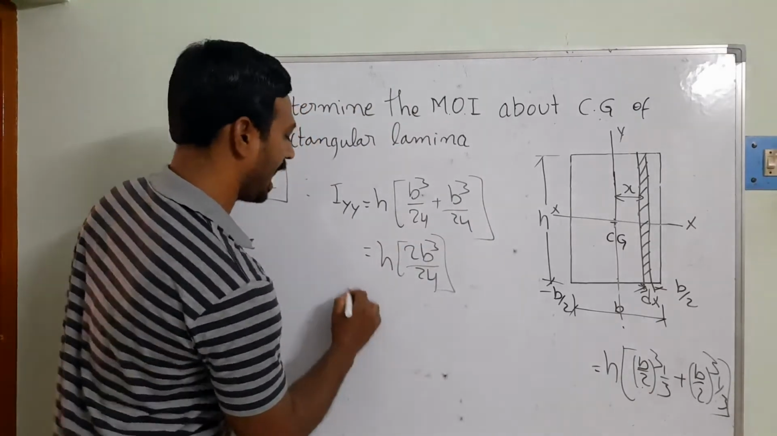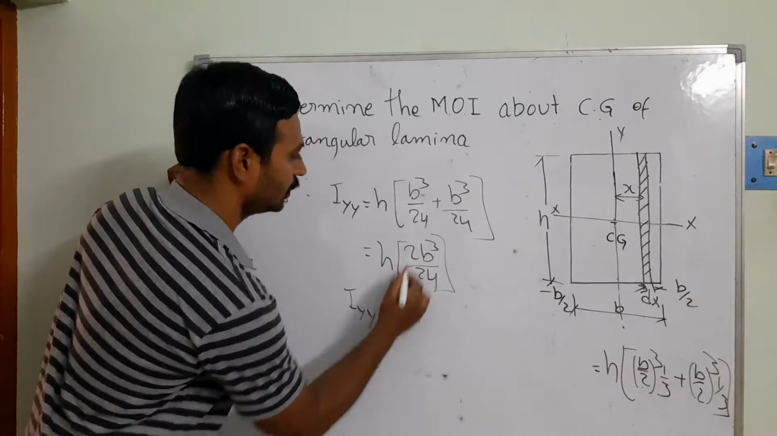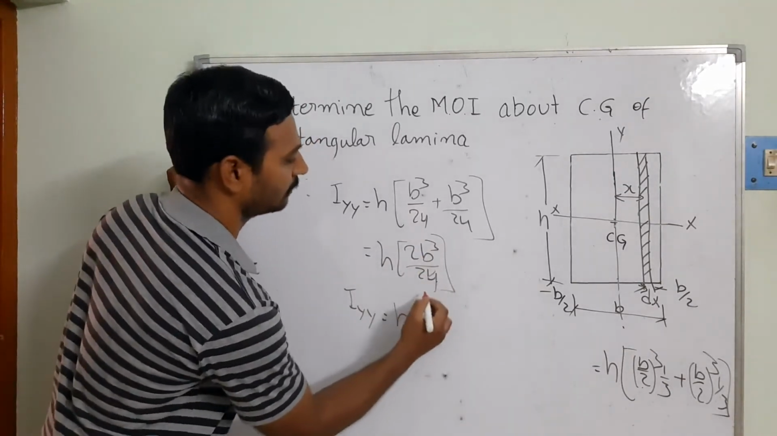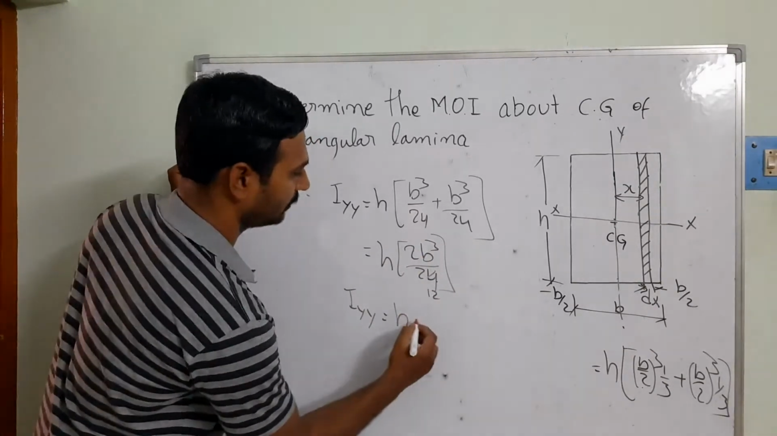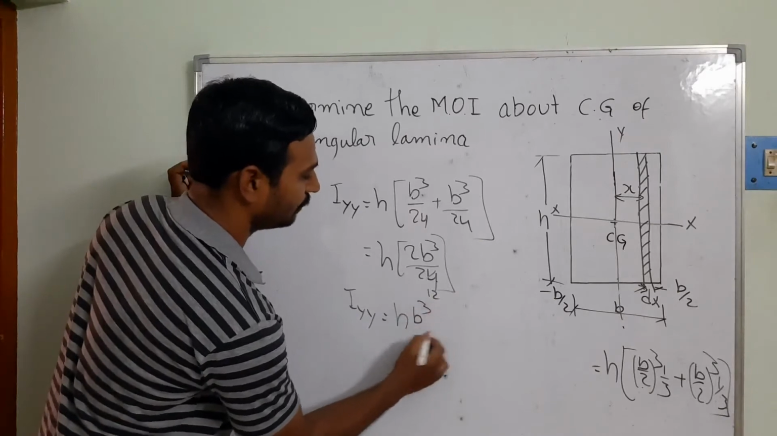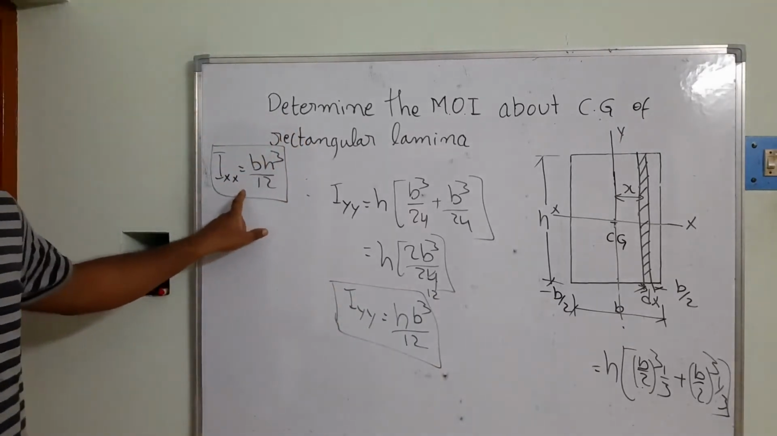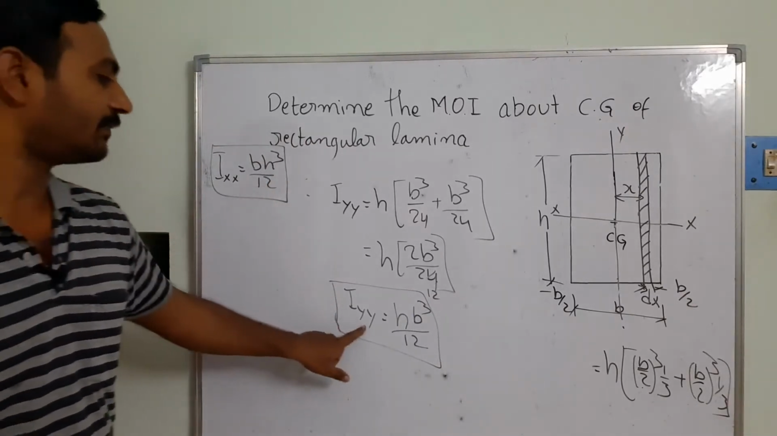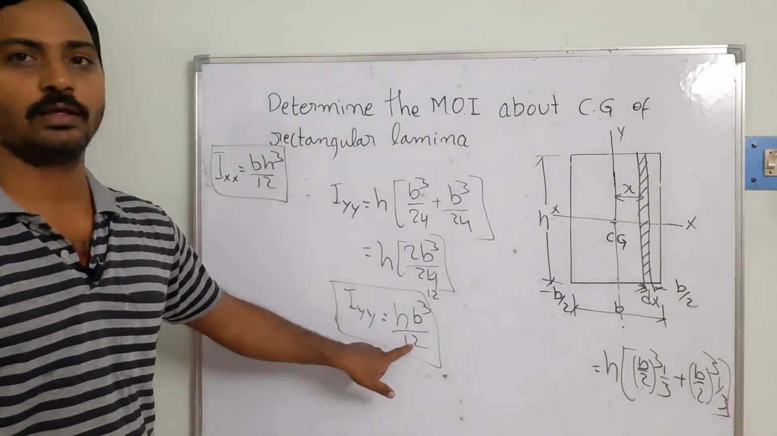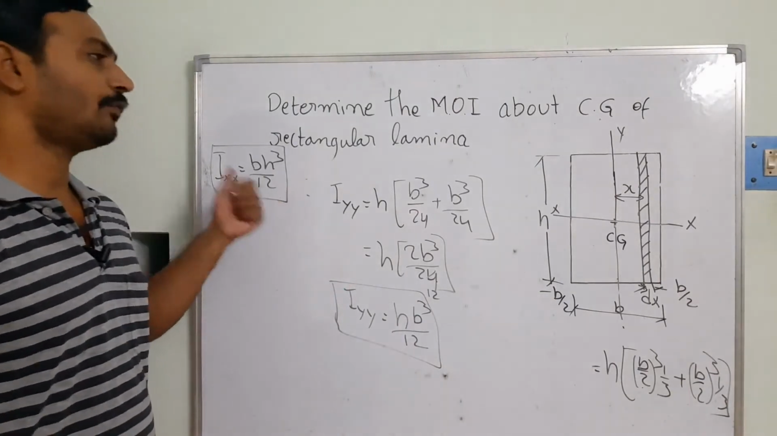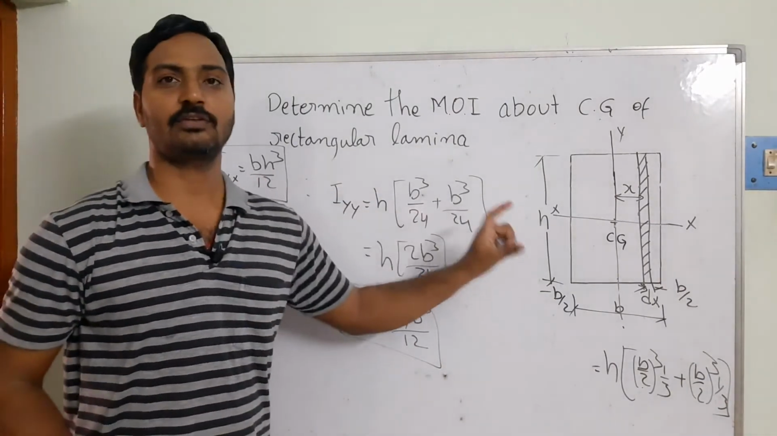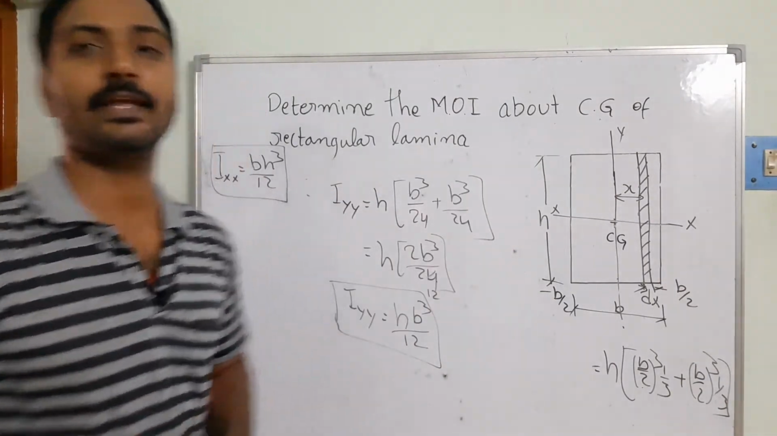Right? So then Iyy is equal to, 2 is going to be here divided by 12 we are going to be taking. That's going to be hb cube by 12. We got it. So can you see Ixx is equal to bh cube by 12, Iyy is equal to hb cube by 12. So now this is the area where it is going to start to show the resistance that we will see numerically.